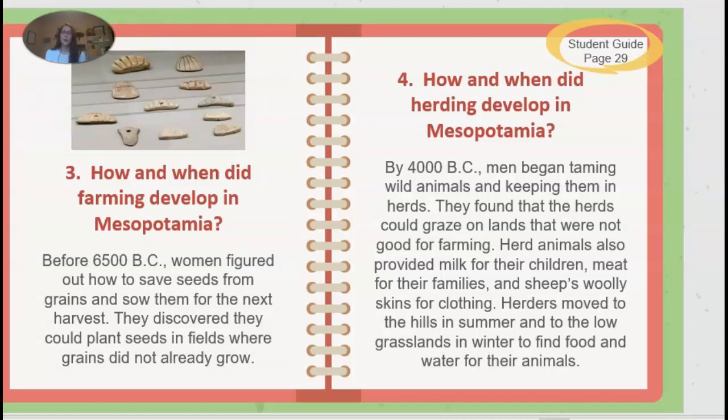Question number 4. How and when did herding develop in Mesopotamia? By 4000 BC, men began taming wild animals and keeping them in herds. They found that the herds could graze on lands that were not good for farming. Herd animals also provided milk for their children, meat for their families, and sheep's woolly skin for clothing. Herders moved to the hills in summer and to the low grasslands in winter to find food and water for their animals. If you need more time, you can always pause this video.